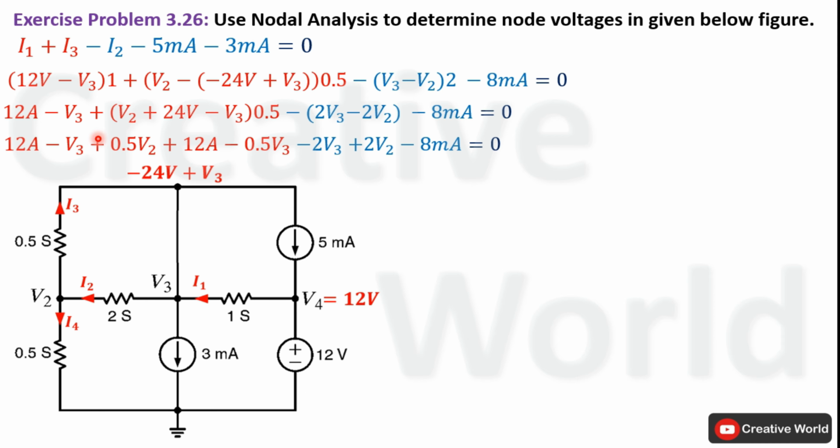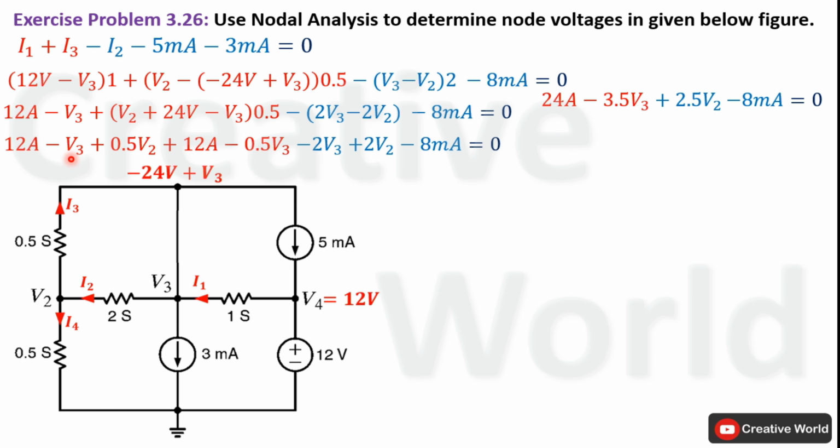The equation will become 12 ampere minus V3 plus 0.5 V2 plus 12 ampere. This 0.5 Siemens will multiply with 24 volt, it will become 12 ampere. 0.5 Siemens will multiply with minus V3, it will become minus 0.5 V3. Here the minus outside of the bracket will multiply with the values inside the bracket, it will become minus 2V3 plus 2V2 minus 8 milliampere. Now add constants together and values having the same variables together.